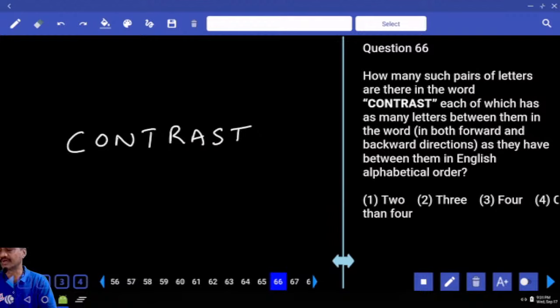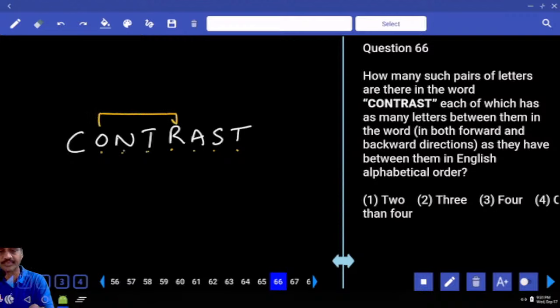Now in this word contrast, you need to find out the total number of pairs. Tell me how many pairs you have got. Let's start working with this one. Starting with C. From C, how many pairs? Start counting. D, E, F, G, H, I, J. Any letter that is matching? Then O, P, Q, R.